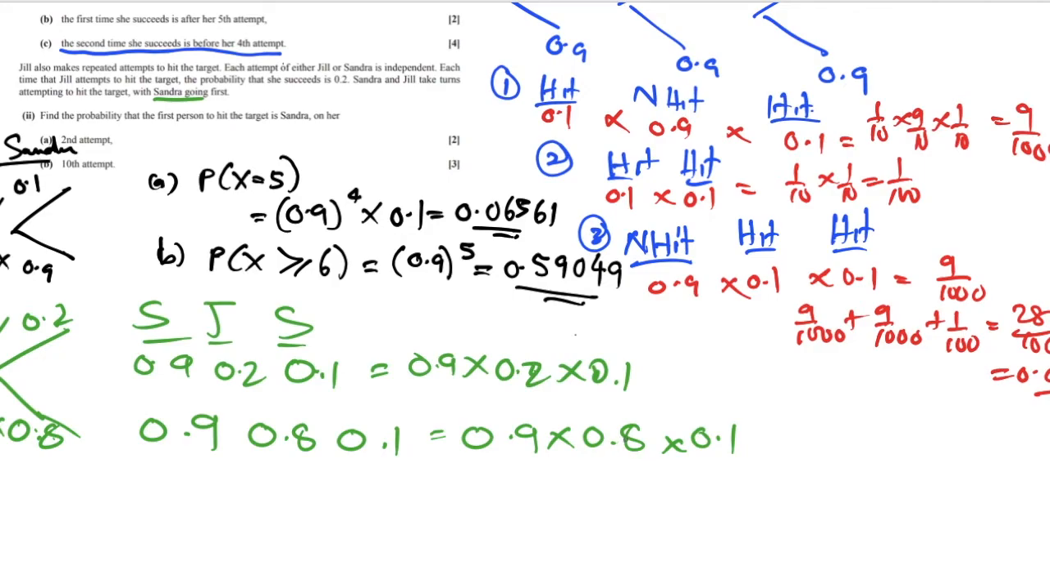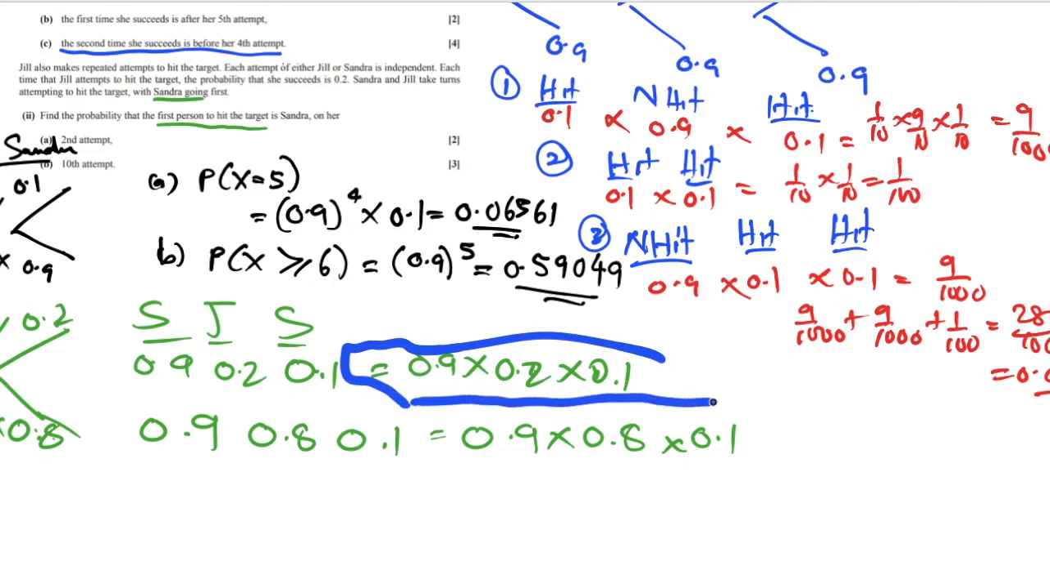Okay, let's read the question. The question says the first person to hit the target is Sandra. So we have to discard Jill hitting. We have to discard this part, this one over here. Why? Because in this question, Jill has already hit, this one, 0.2. So she can't hit, because the first person to hit is Sandra. So Sandra's first attempt, she's not hitting. Jill is not hitting, and then on the second attempt Sandra is hitting.